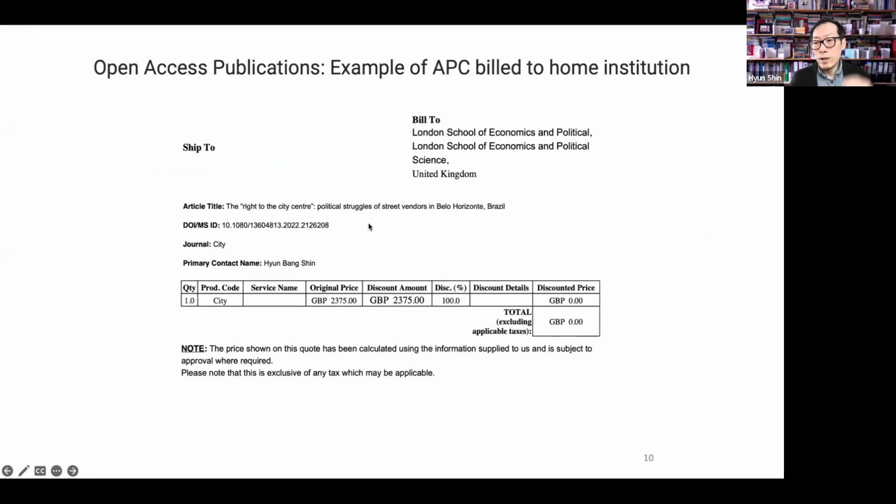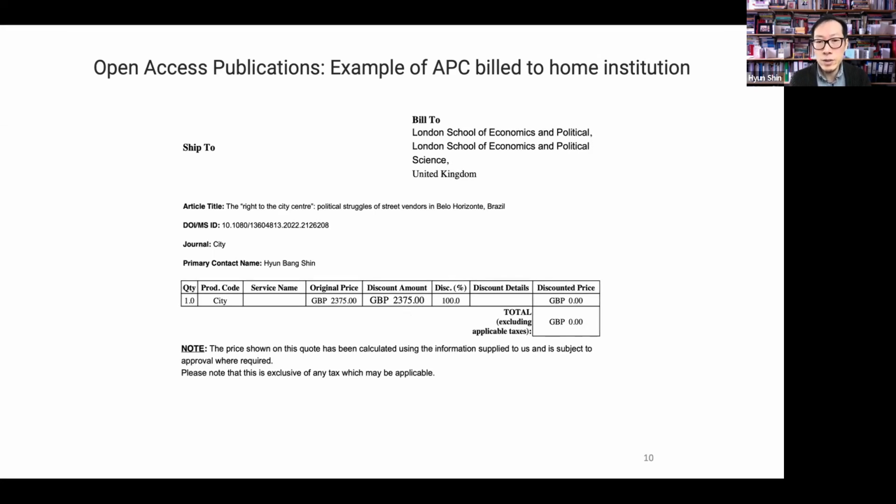This is just one example of what the article processing charge looks like. As I said, the amount of the APC varies from one journal to another. This is just an example of a paper I was able to publish in a journal called City, which is run by Taylor and Francis. One paper basically costs £2,375 as a UK-based researcher. So that amount may change a little bit depending on where you are, I assume.